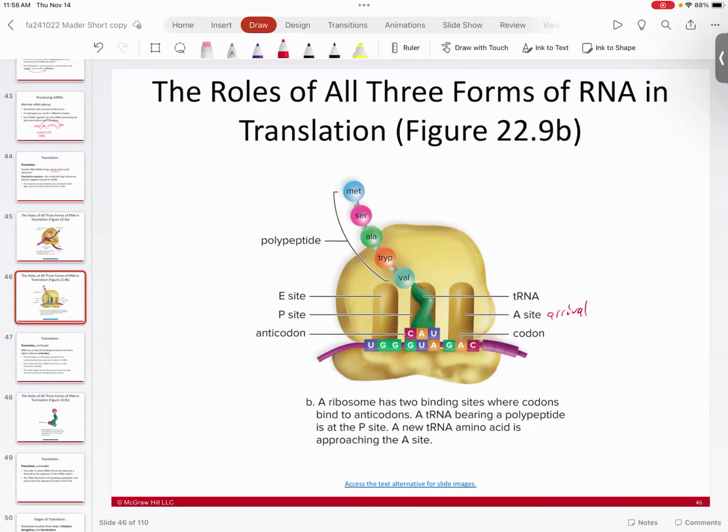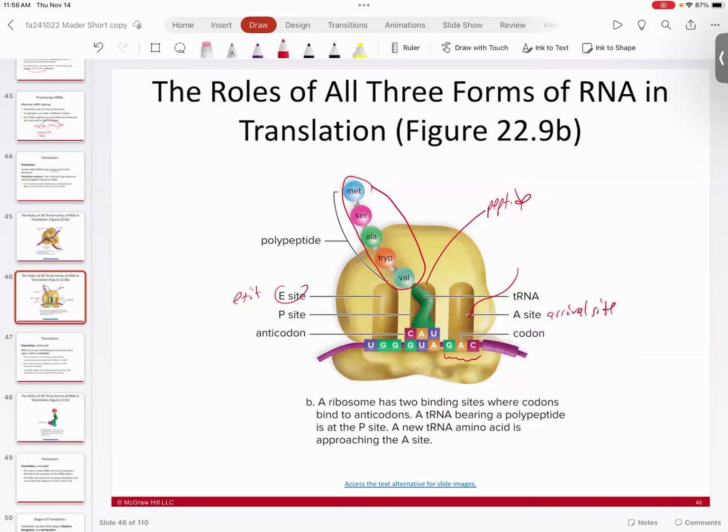This is where the new tRNA with the new amino acid that corresponds with this sequence, GAC, comes in and basically lands in that A site. That's the arrival site. The P site, which is this one right here, this is what I called the peptide site. This is the site that carries the peptide chain that you're working on. And then the E site, this is the exit site.